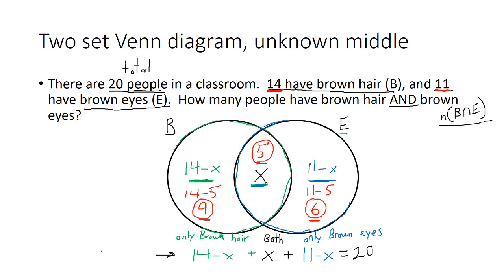Once again, that active read is important because we need to make sure what we're trying to really find. We want the both. How many people have both brown hair and brown eyes? That's the middle sector. When you're solving a Venn diagram, you have to make sure you remember exactly what you're solving for, because in this case we are solving for this middle sector, but that's not always the case in every question. So make sure we go back to what we are actually being asked. How many people have brown hair and brown eyes? 5.